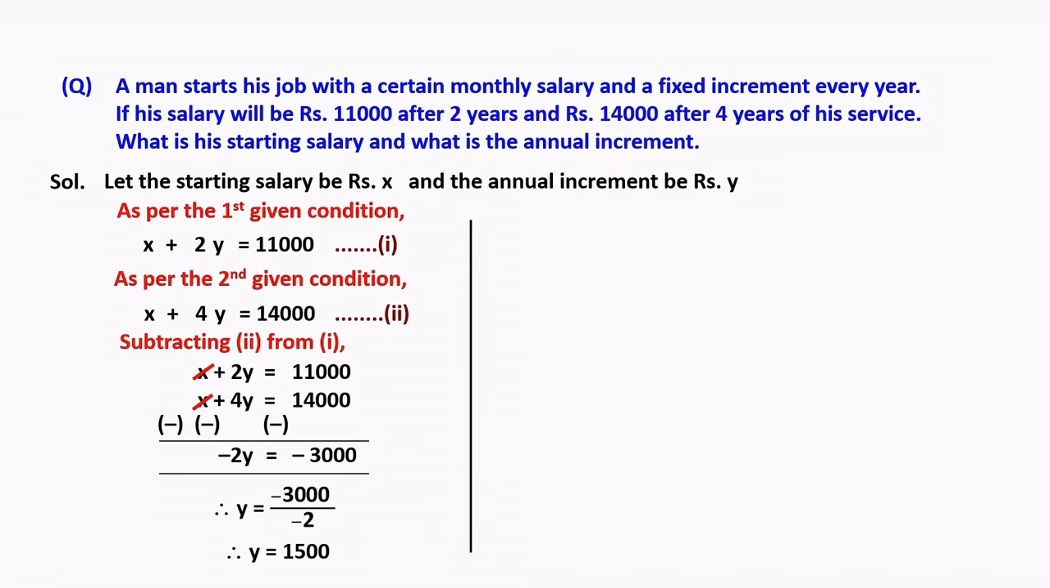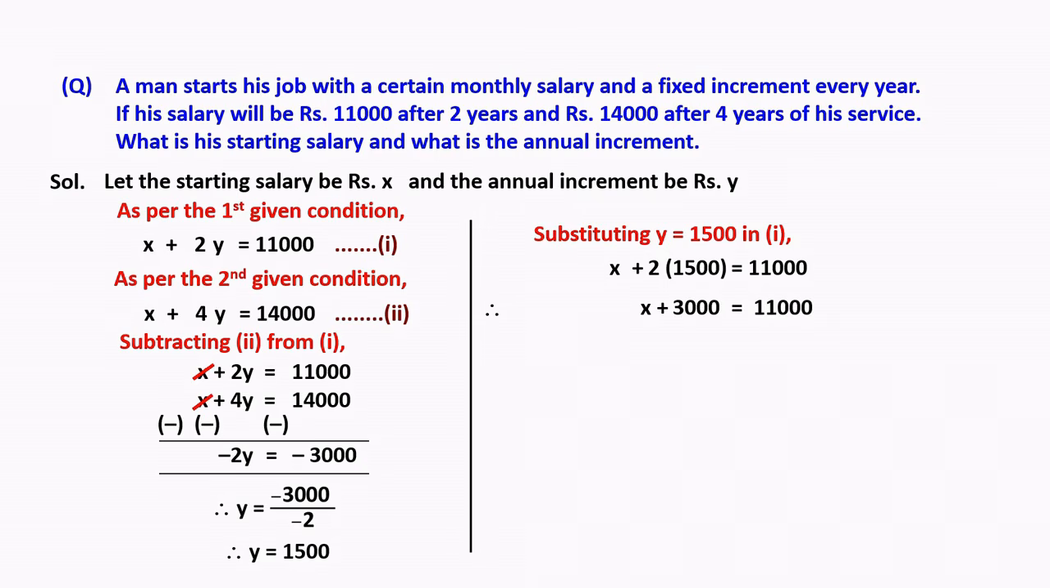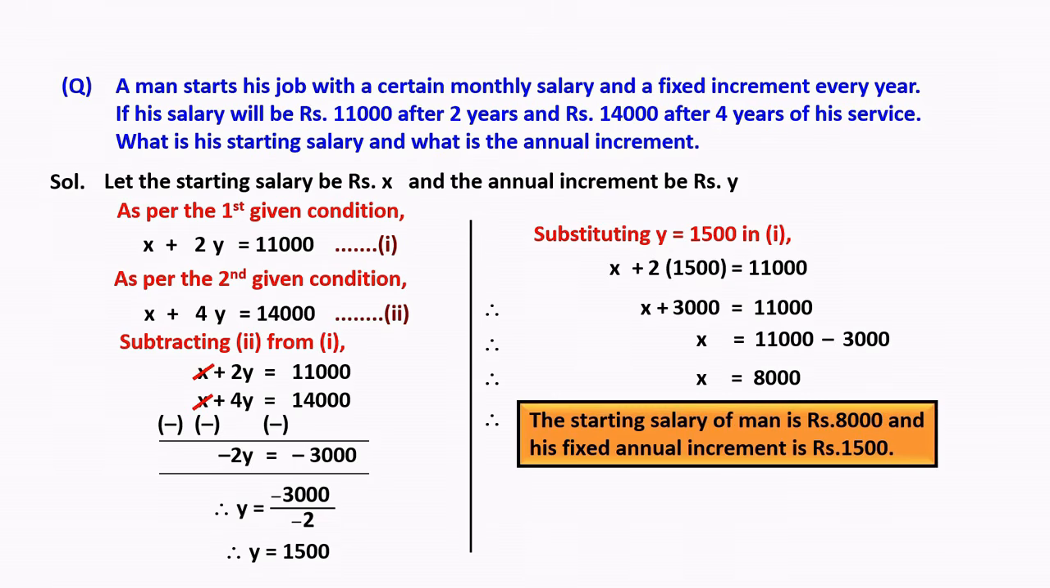Now, substituting y equal to 1,500 in equation 1. x plus 2 times 1,500 is equal to 11,000. So, x plus 3,000 is equal to 11,000. Therefore, x is equal to 11,000 minus 3,000. So, x is equal to 8,000. Hence, the starting salary of the man is 8,000 rupees and his fixed annual increment is 1,500 rupees.